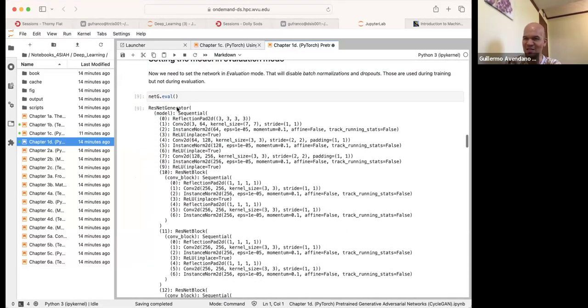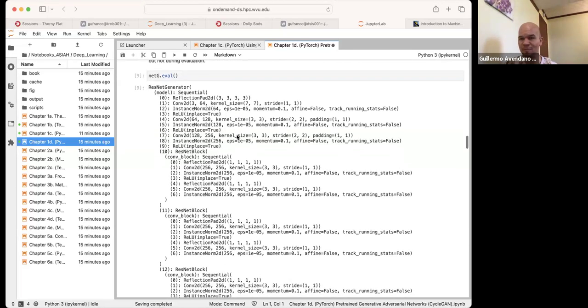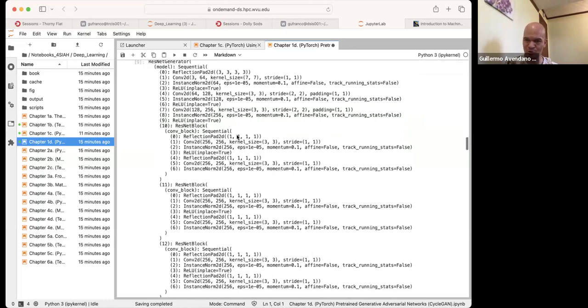It is a ResNet generator, those that are used to generate images, which is one of the things that we will be presenting in the next workshop for deep learning and generative deep learning: how to generate images, sound, video using neural networks.